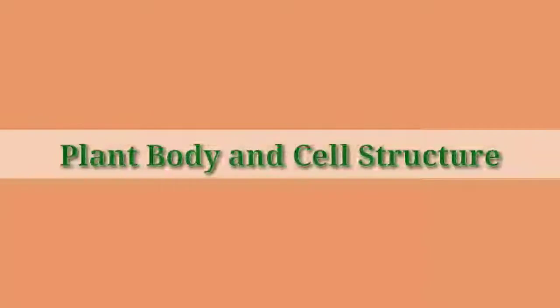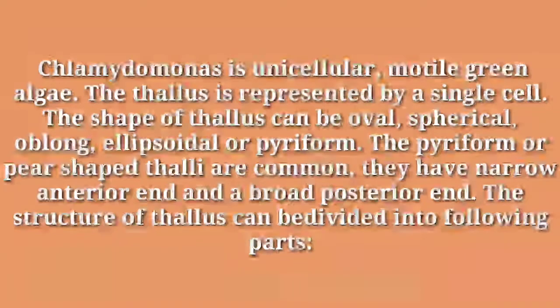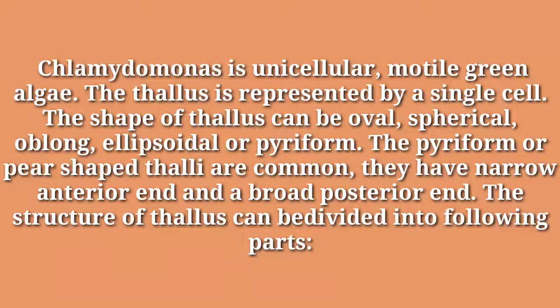Plant body and cell structure. Chlamydomonas is a unicellular, motile green algae. The thallus is represented by a single cell. The shape of the thallus can be oval, spherical, oblong, ellipsoidal or piriform. The piriform or pear-shaped thalli are common. They have a narrow anterior end and a broad posterior end. The structure of the thallus can be divided into the following parts.